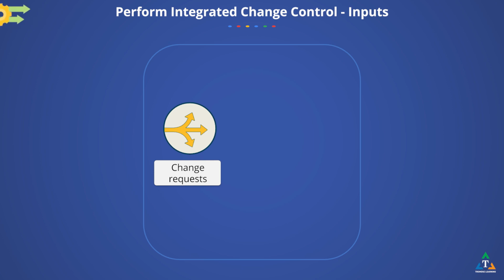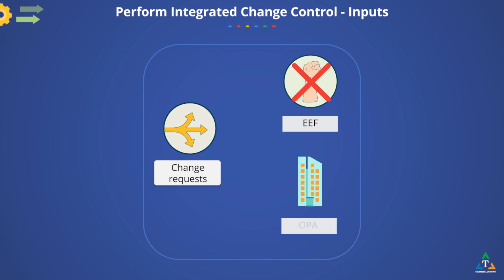Change requests can come from any stakeholder on the project. The enterprise environmental factors and organizational process assets can also influence this process. In the next screen, we will discuss the tools and techniques used in this process.